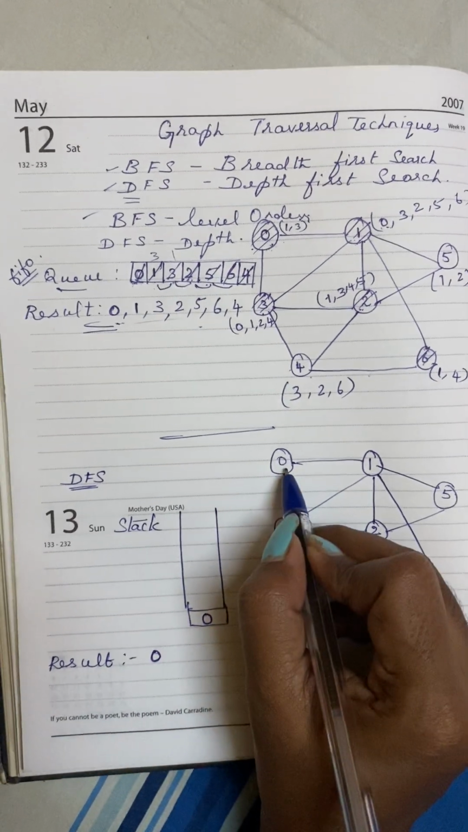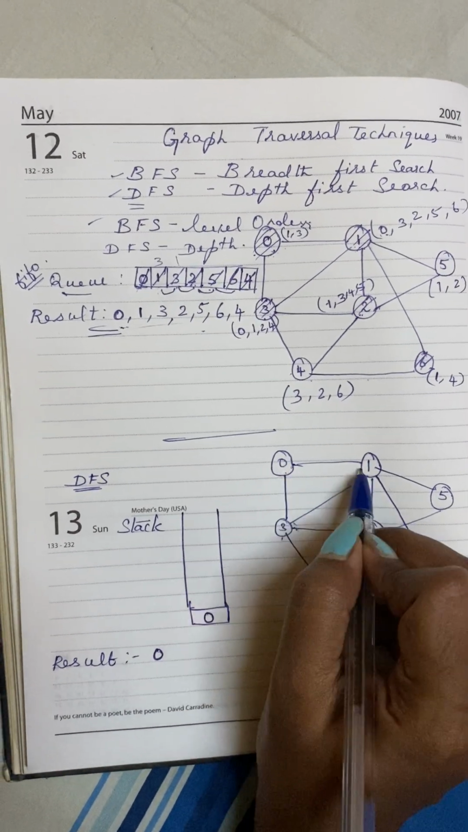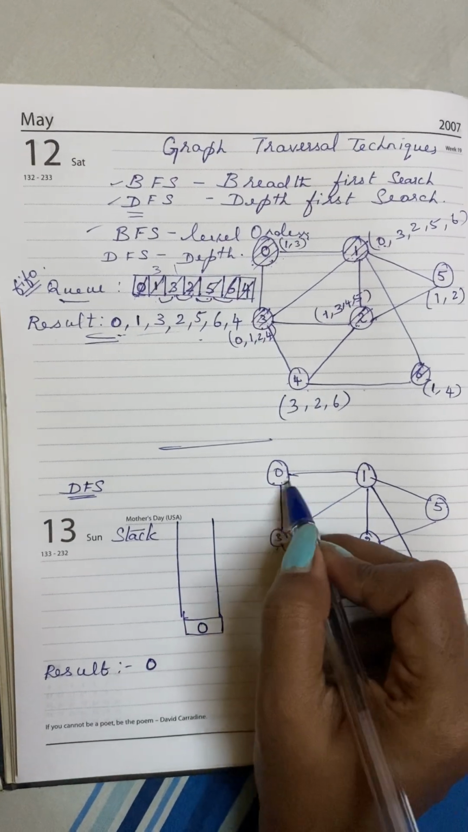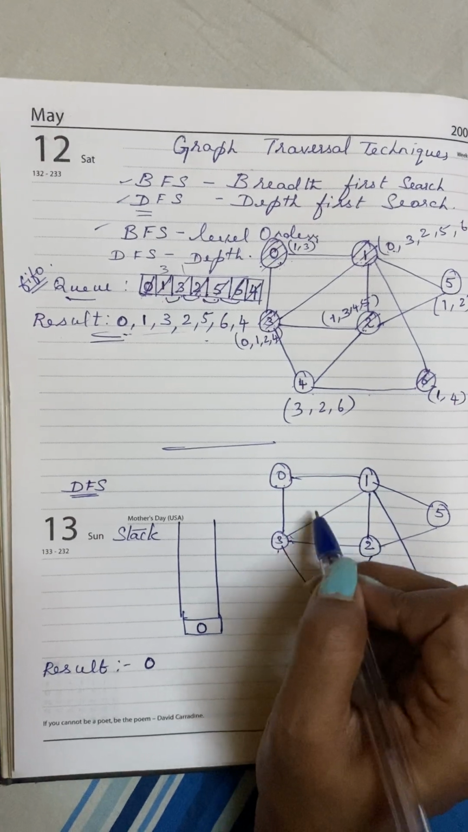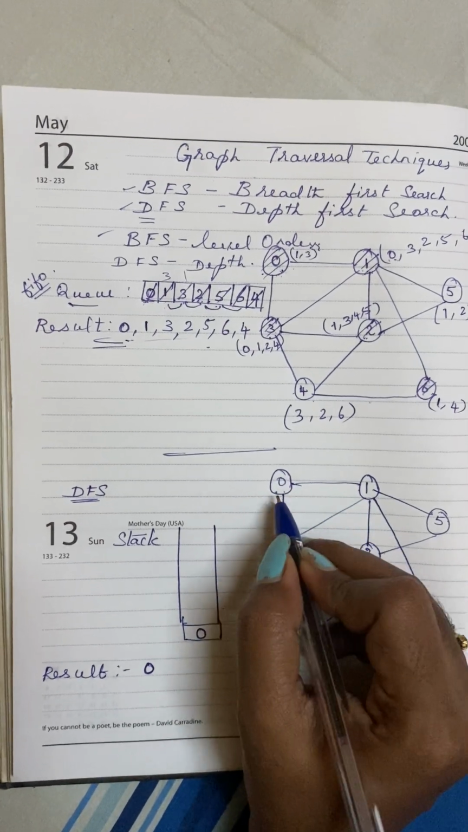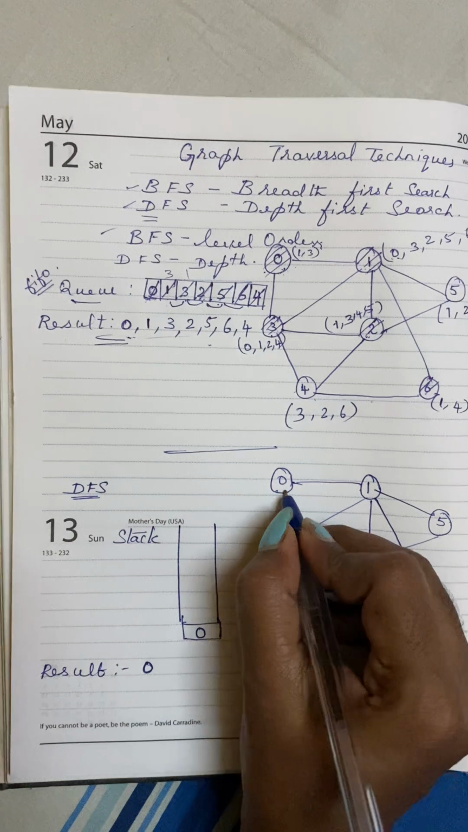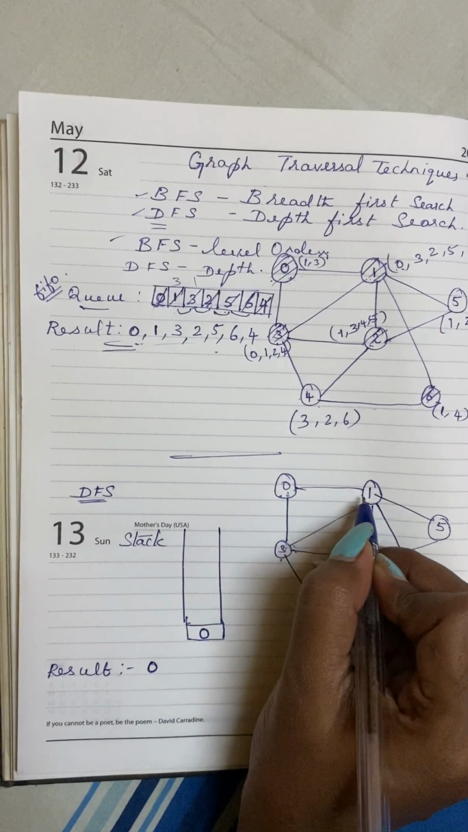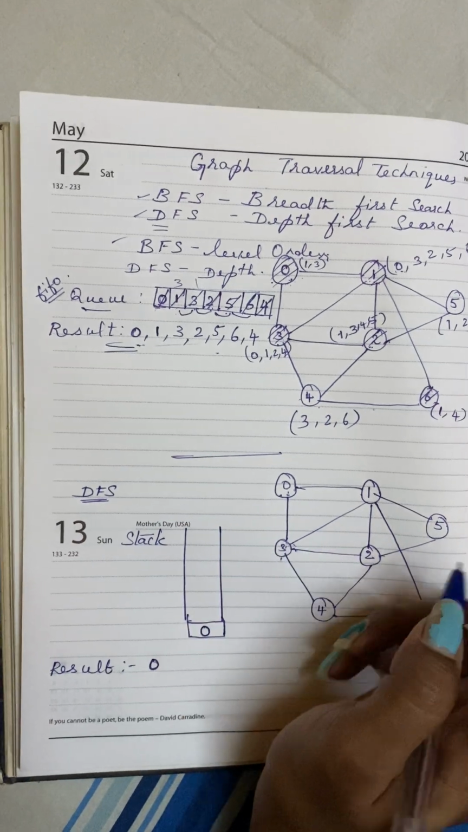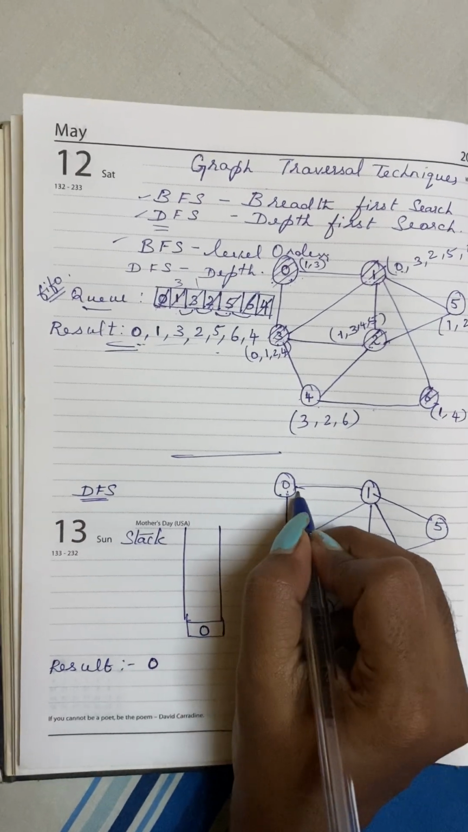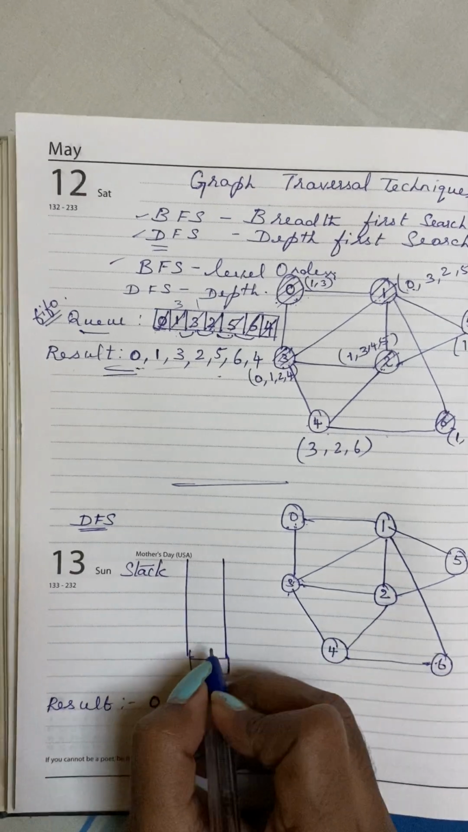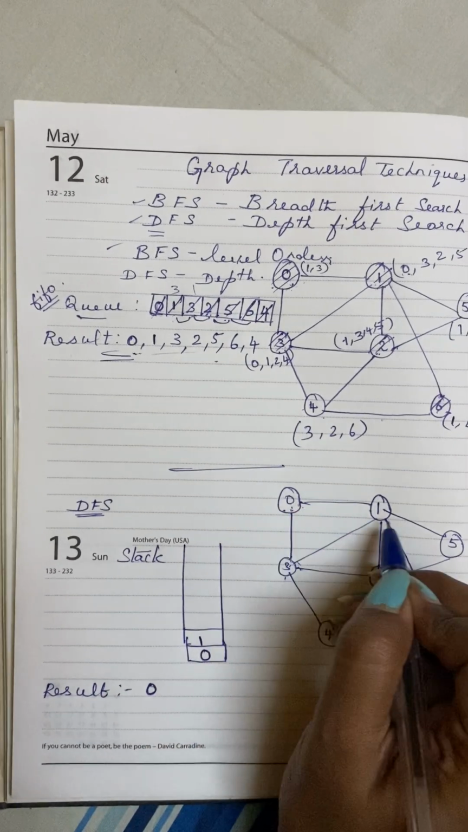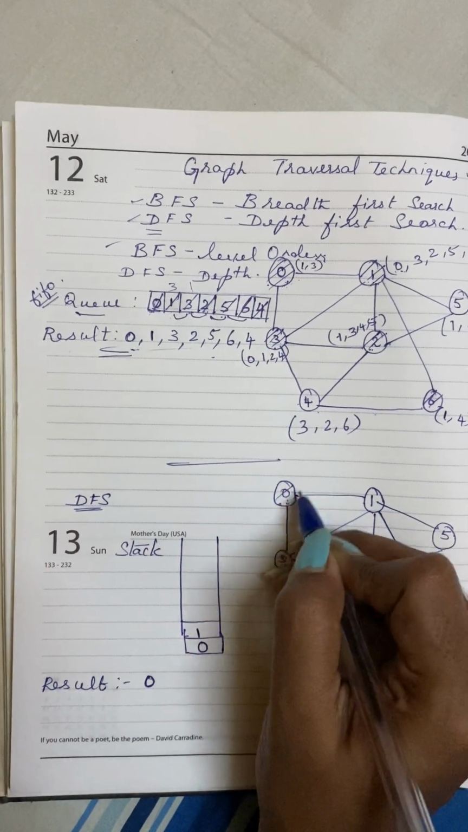Next, the condition here is you should not push both the adjacent nodes into the stack. You should choose any one of the adjacent nodes. Either it can be 1, or it can be 3. Since we have taken 0 as our root node, you can choose either 1 or 3. Here also I am choosing 1. So next I am inserting 1. Now this node I have visited.